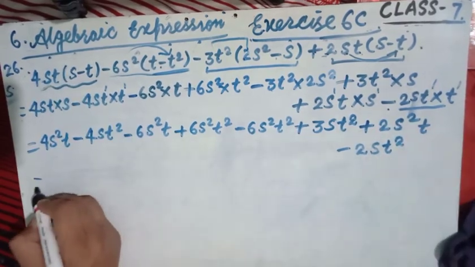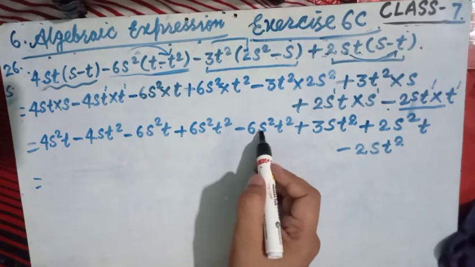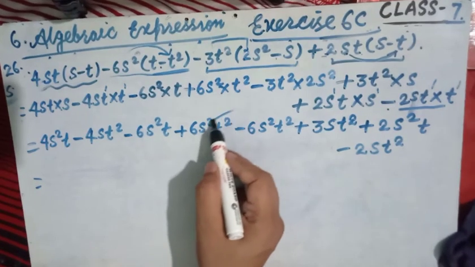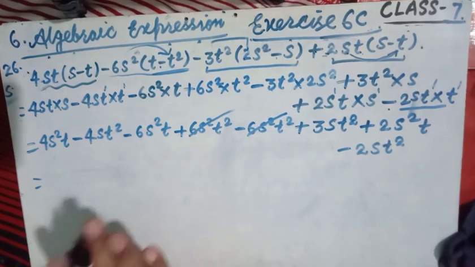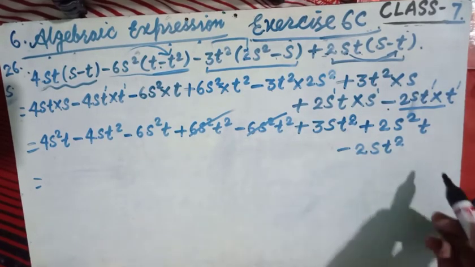Now here look at which term is going to be cancelled. Here minus 6 x square t square. Here look at plus 6 x square t square. Same terms, one is plus and another is minus, will get cancelled. Now here look at 3st square, another is 3st square.